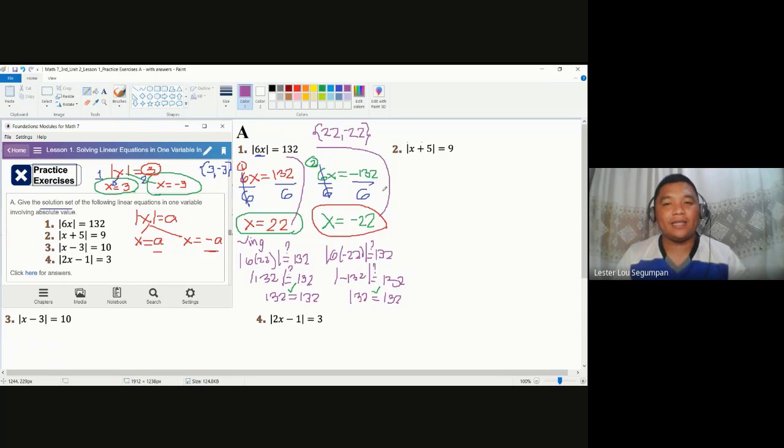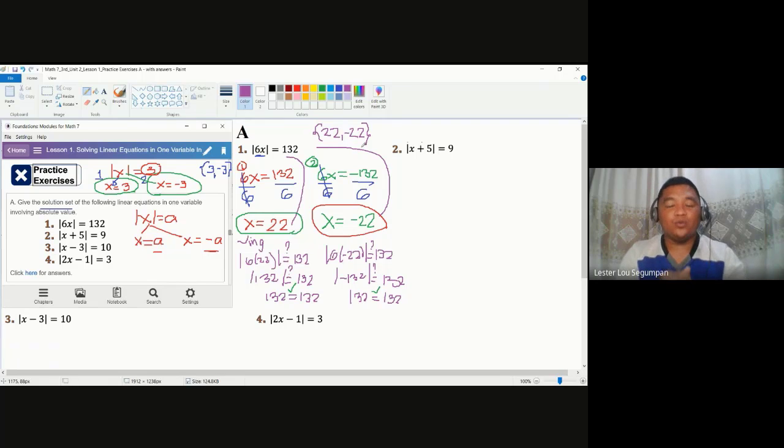And aside from that, in the roster form, the arrangement of these solutions does not necessarily matter. I may say I have negative 22 first and then positive 22, or the other way around. Rearrangement does not matter as long as the solutions are there, no more, no less. Look at the number of solutions we have here.